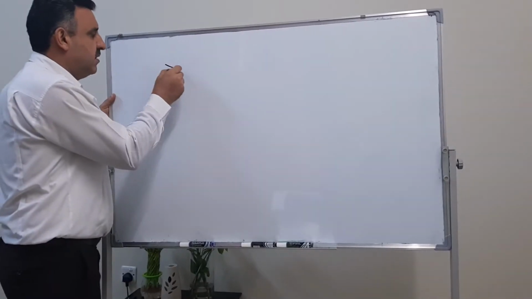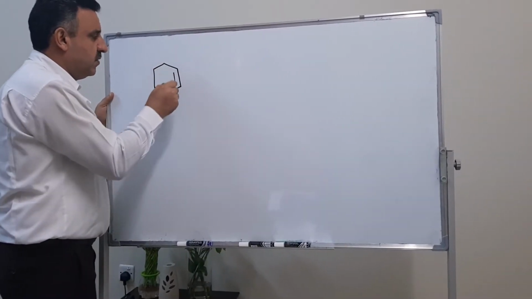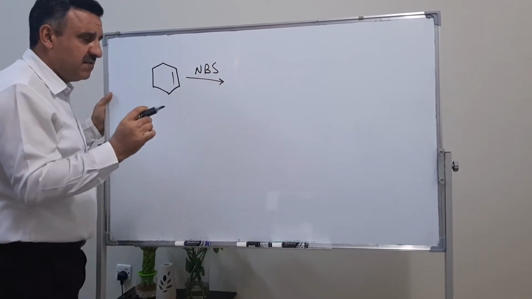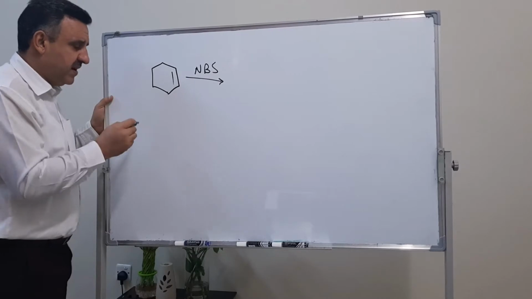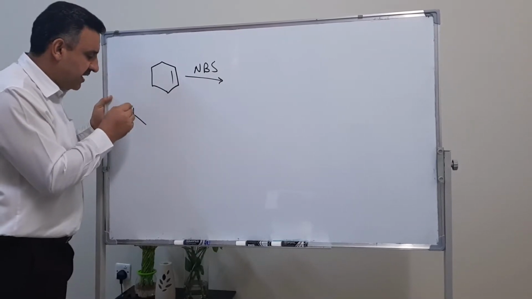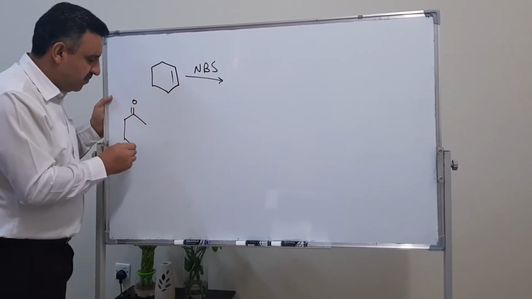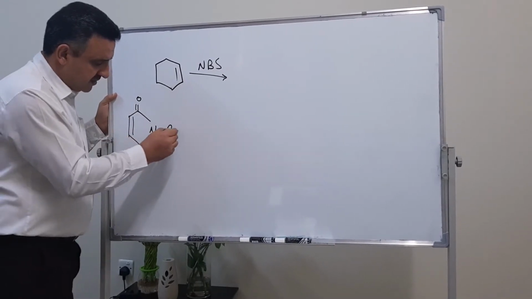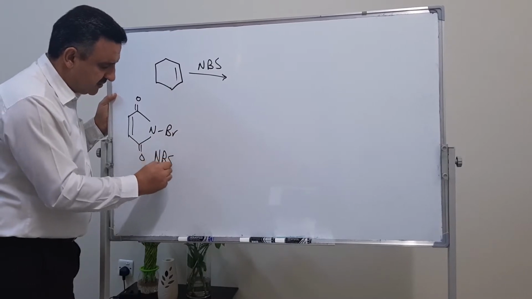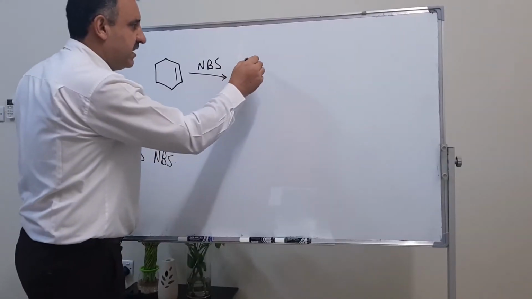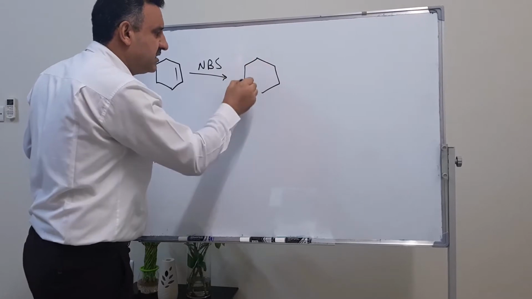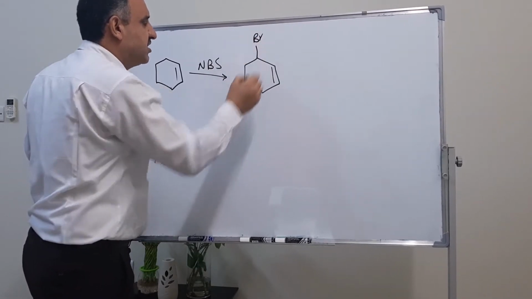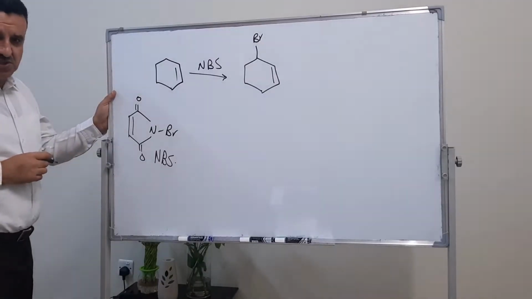In principle, whenever we have an alkene, we allow it to react with NBS. NBS is very selective for halogenation of the allylic position. Again, what's the NBS? The NBS is N-bromosuccinimide. This is the structure of it. When we allow it to react with NBS, what we are going to get selectively is bromination specifically at the allylic position, always.